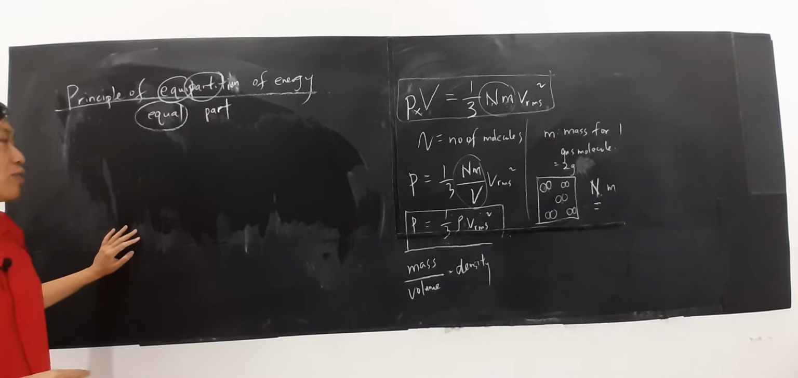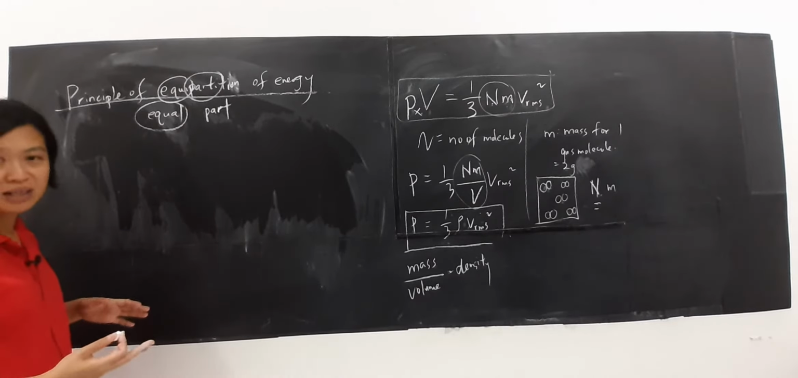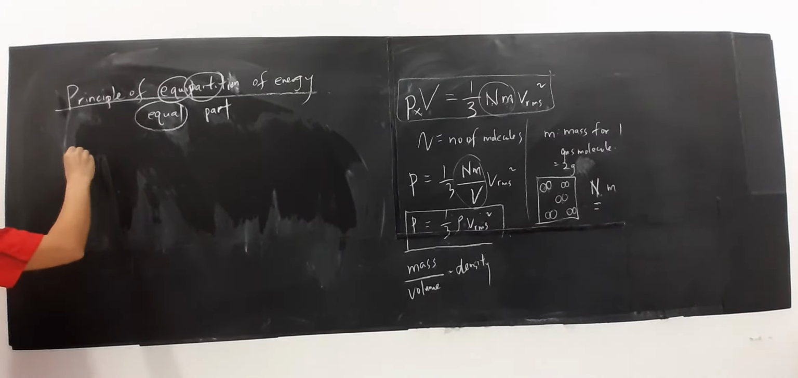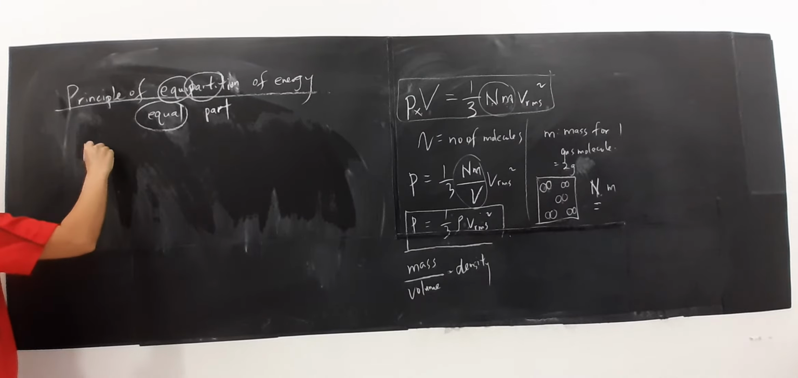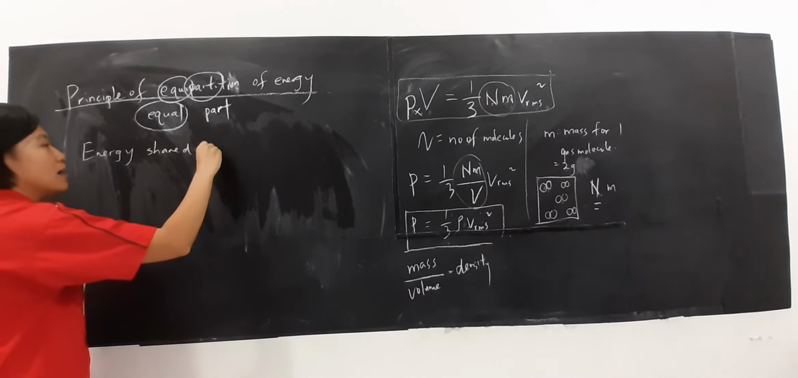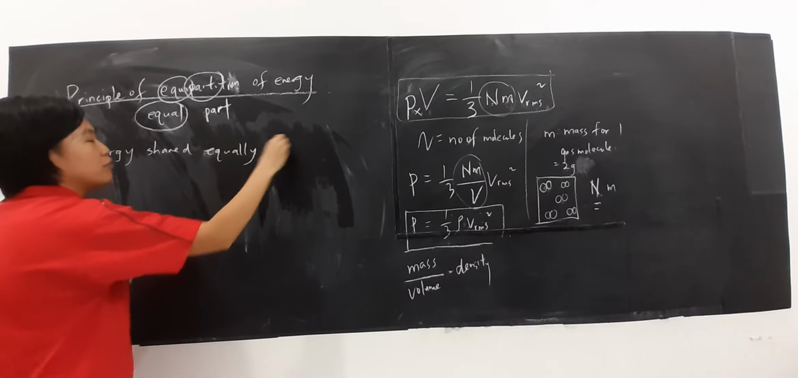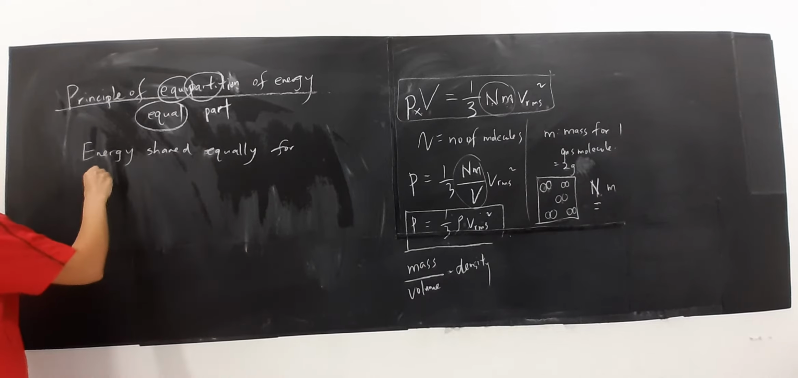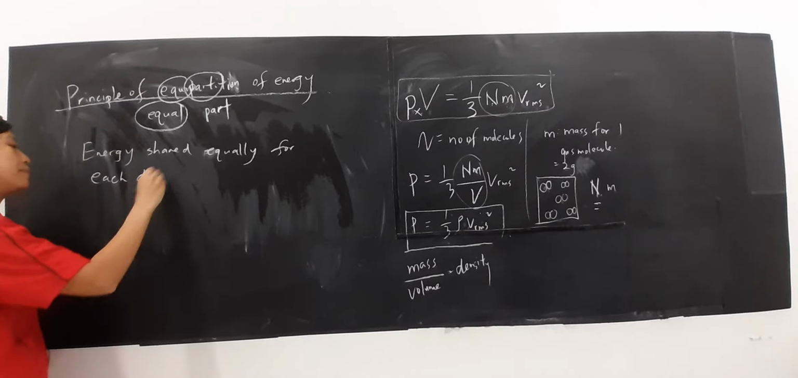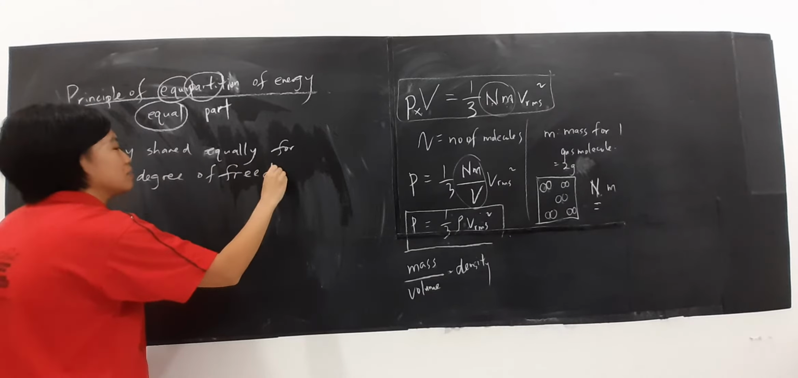Okay, so from here, what does this principle state about? It actually states that energy is shared equally for each degree of freedom. Nanti kita tengok apa maksud degree of freedom.